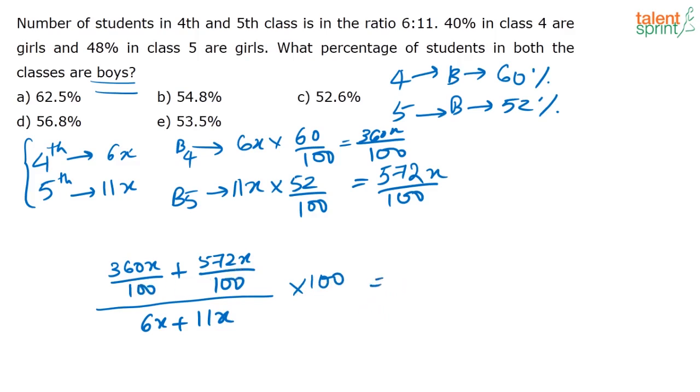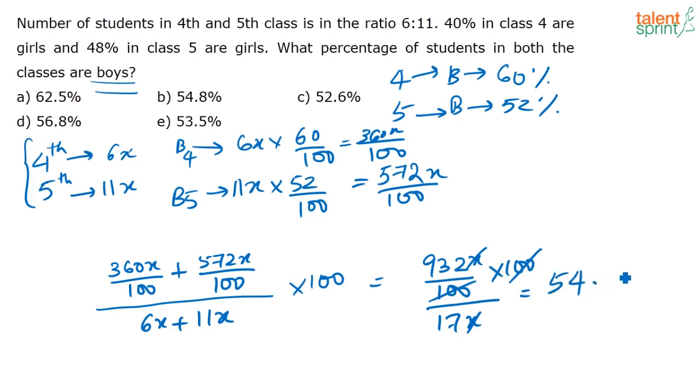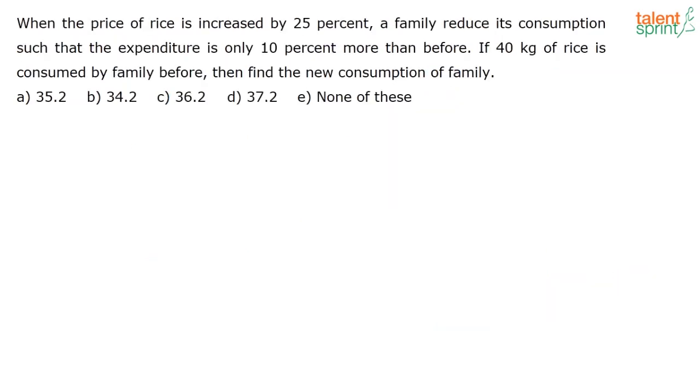Now, what is 360 plus 572? It is nothing but 932, correct? 932 into 100, x is there, this is 17x, x and x will get cancelled. Here you have 100. So what you have to do is 932 divided by 17, correct? 932 divided by 17 is what? Very easy, 17 into 5 is 85. So this is going to be 54 point some value. Now look at the options. Option B, 54.8%. Okay, let's move on to the next question.